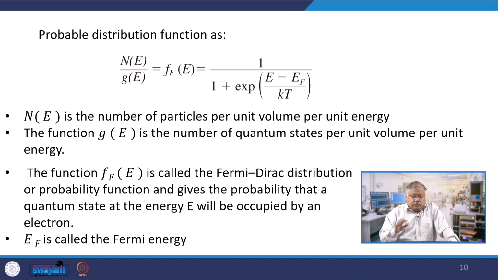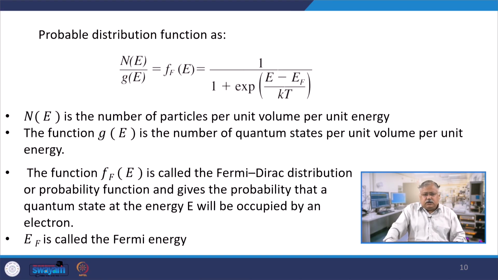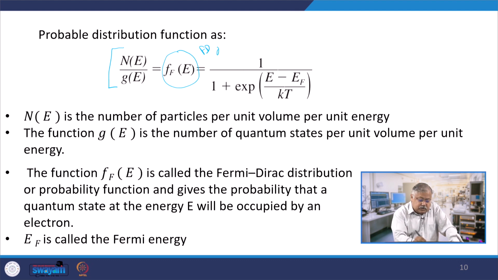Okay, so let me come to the probability distribution. If I find the ratio of the number of particles per unit volume per unit energy state, and divide it by Ge, which we have already defined as the number of quantum states per unit volume per unit energy, that is defined as my probability density function. So the probability distribution function is the ratio of Ne to Ge, which is shown here, and this is referred to as the Fermi-Dirac distribution.